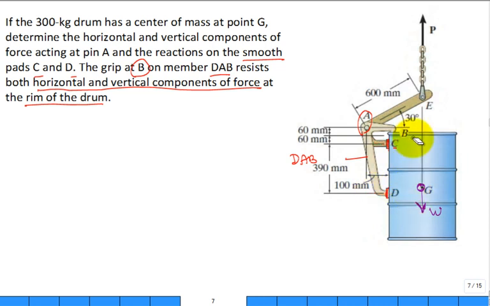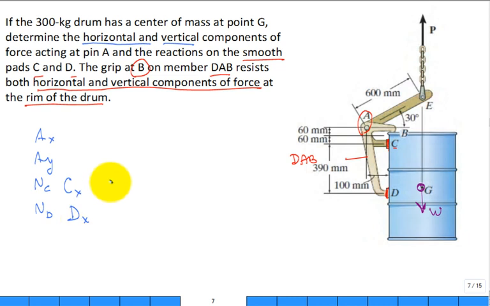So you read the question about four or five times, and you say, what are we asked to solve for? We're asked to solve for the horizontal and vertical components of the force acting at pin A. That would be our standard AX, AY. And the reactions on the smooth pads C and D. You could put normal at C, normal at D. The book likes that terminology. I would put maybe also CX and DX. That's fine. I understand that terminology.